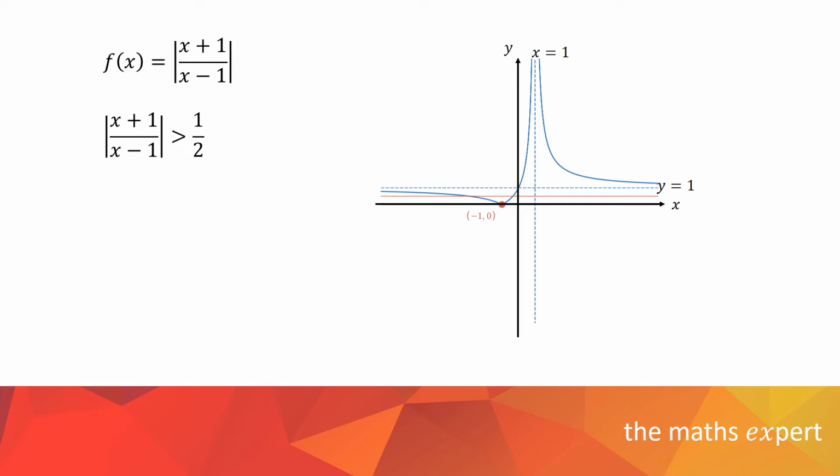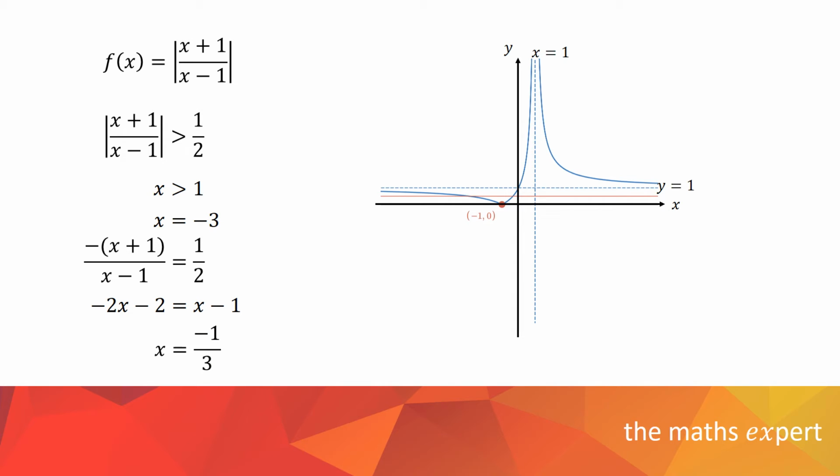Firstly, we can see that x is greater than 1 is an obvious solution. Secondly, we can see there is an intersection with the graph when x is less than negative 1 and when x is between negative 1 and 1. We can find the first intersection by forming this equation and solving. We can find the second intersection by taking the negative of the original function and putting it equal to a half, as we can see that the second intersection is in the second part of the graph.